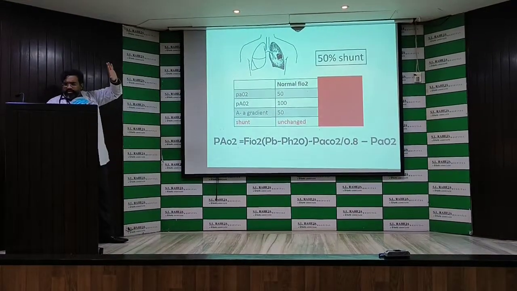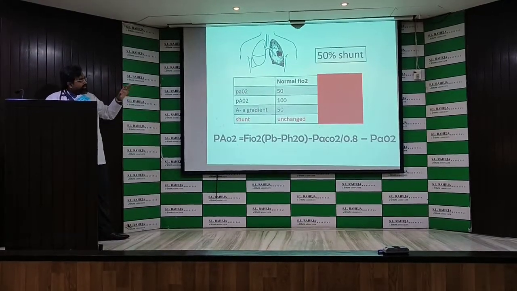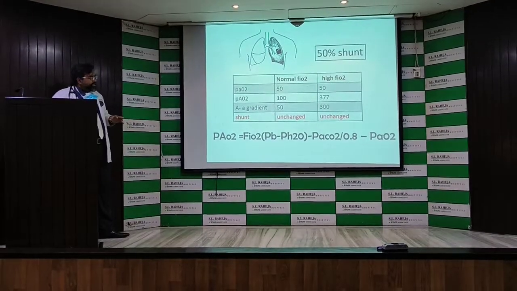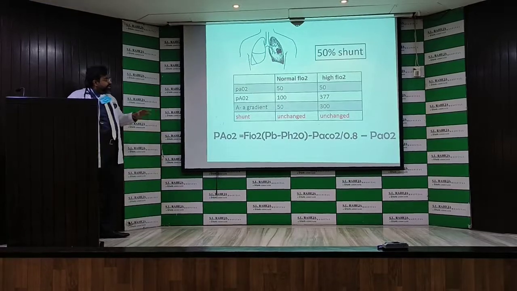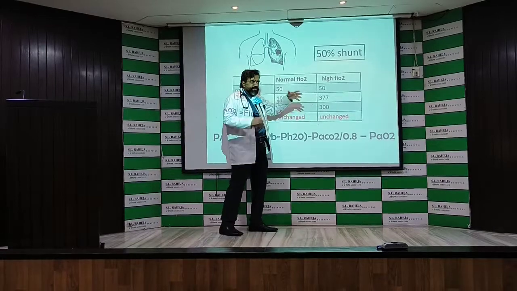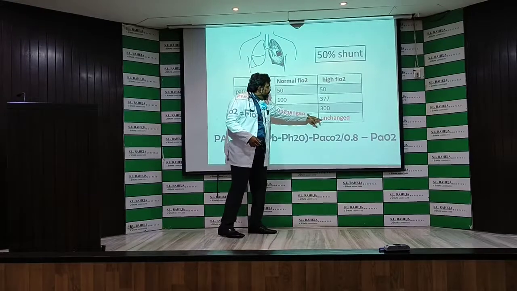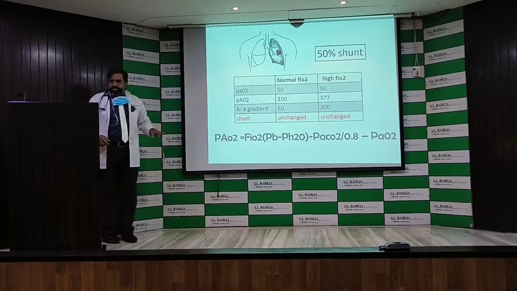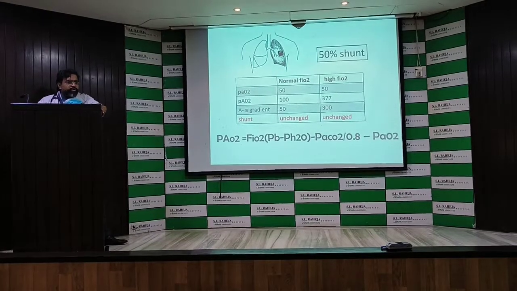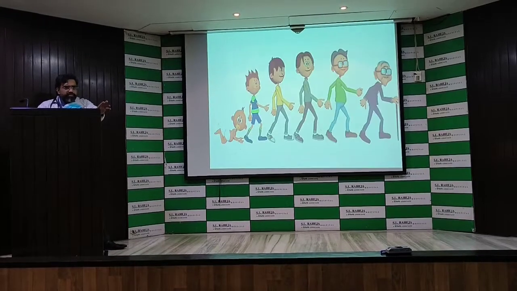The moment I introduce a shunt, even if there is already a shunt there, even if I put a 50% shunt there, the A gradient will actually go up majorly. You see this? PaO2 is 377, which means the content has gone higher because it's not picking up. PaO2 is 50, this is unchanged. You got the point? So that's the reason the A gradient can be used to understand shunt physiology.